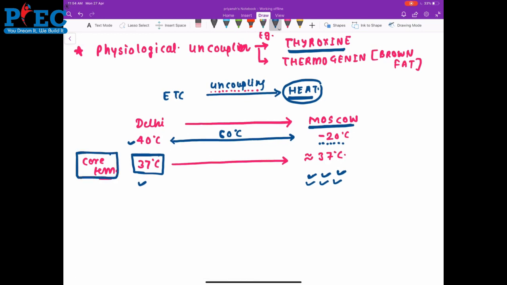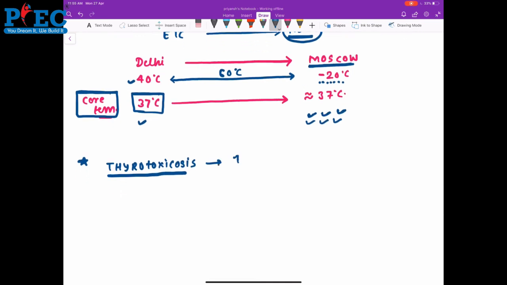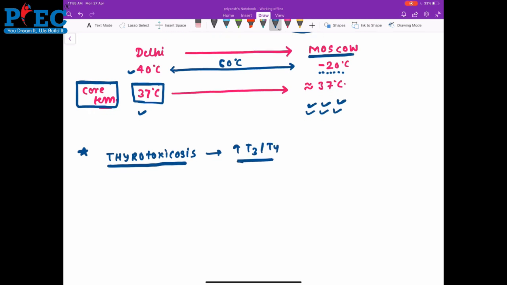If we take a clinical implication as well, you may have heard of a condition called thyrotoxicosis. What happens in thyrotoxicosis is there is an increased amount of thyroid hormone in our body. Because there is increased thyroid hormone, there is increased uncoupling. And because of uncoupling, there will be increased heat.